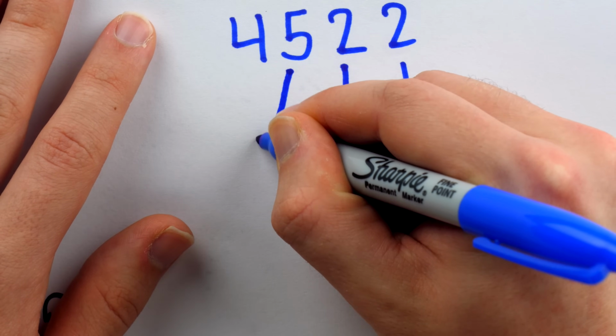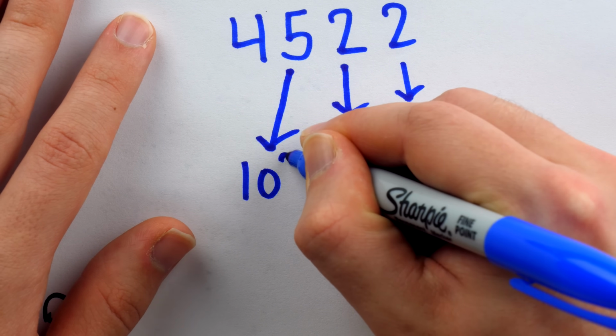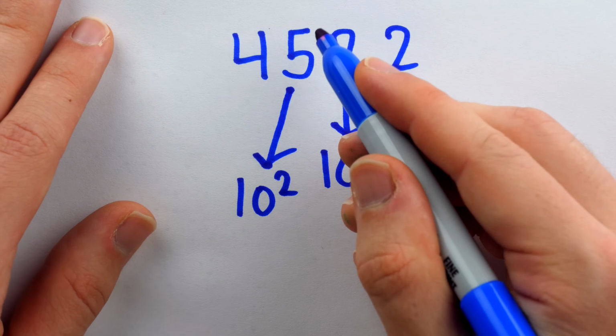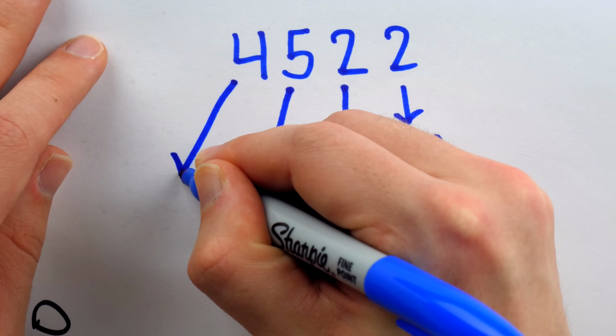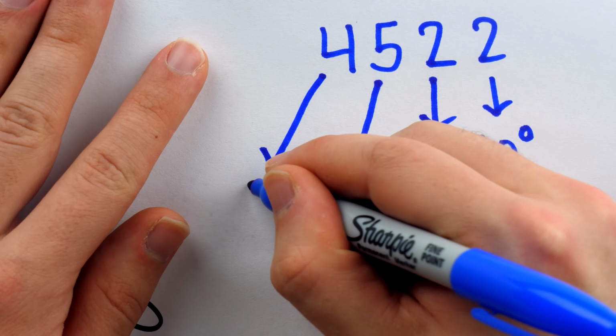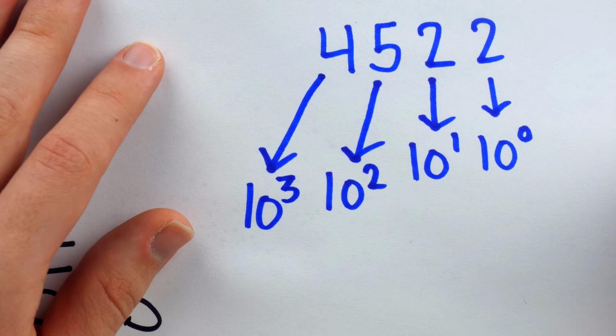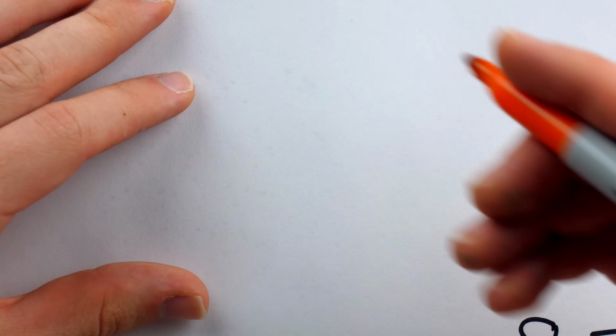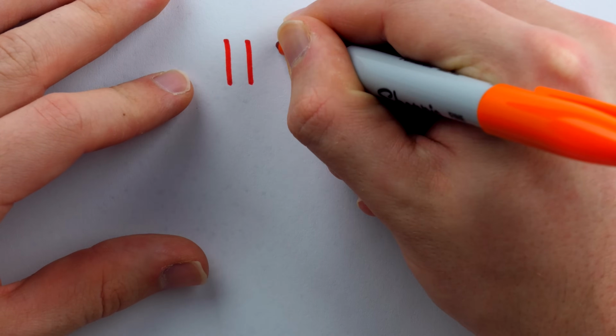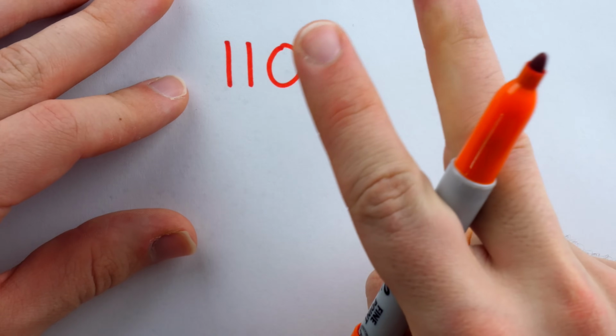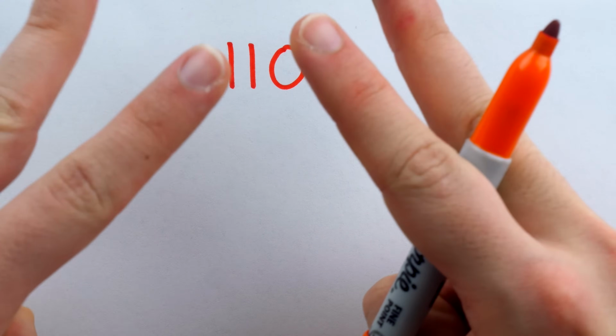This next digit represents 5 copies of 10 to the power of 2. 10 to the power of 2 is 100, so that's 500. And this last digit represents 4 copies of 10 to the power of 3, so that's 4,000. Binary is the same thing, except instead of using powers of 10, it uses powers of 2. And instead of calling them digits, we typically refer to them as bits.